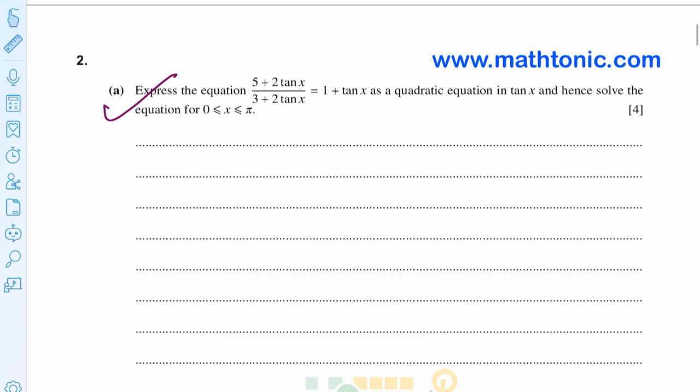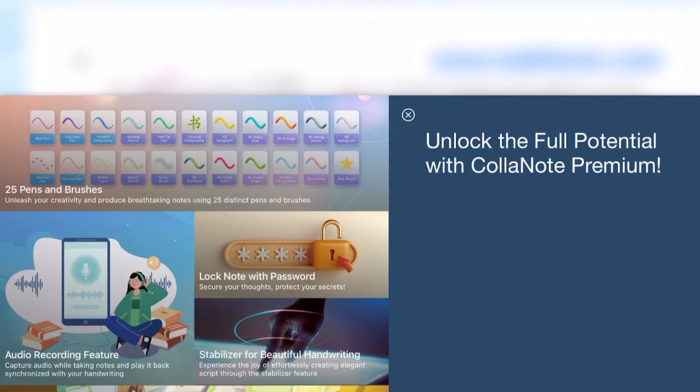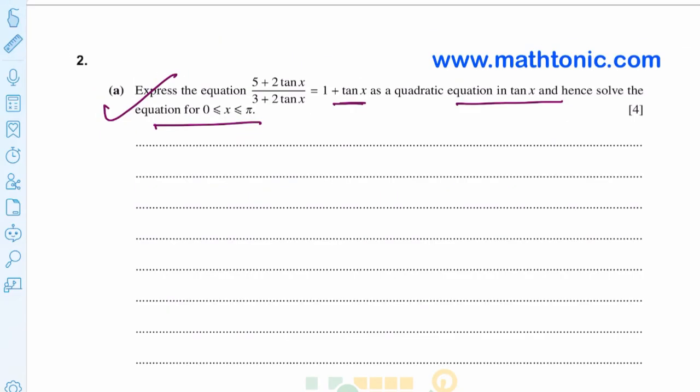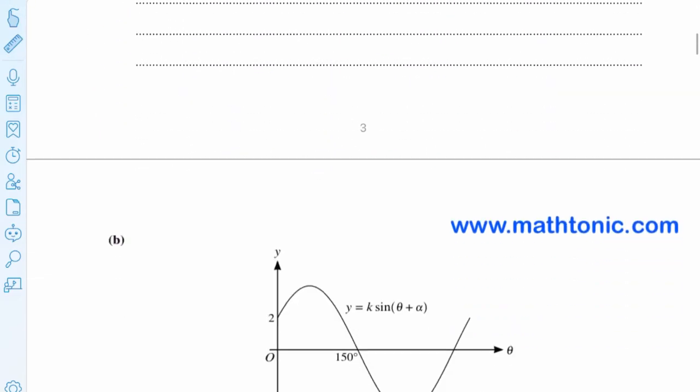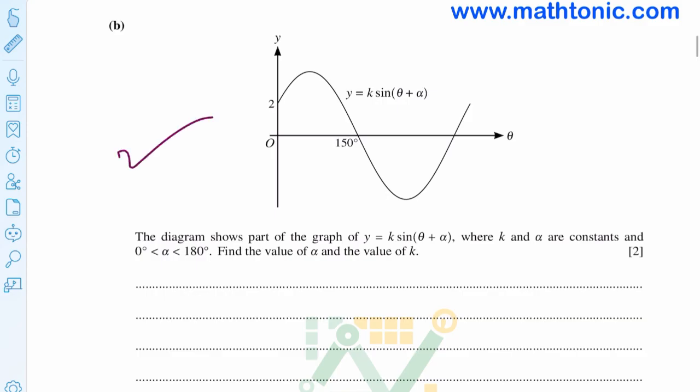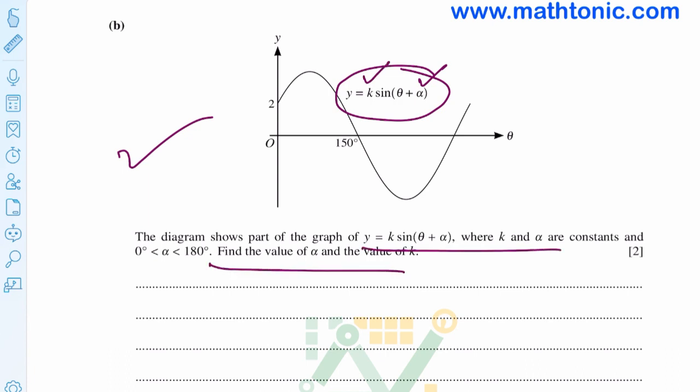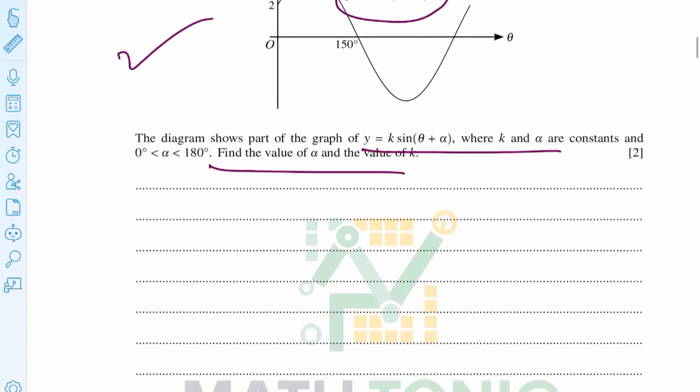See, this is a question of trigonometry. Express this equation that equals 1 plus tan x as a quadratic equation in tan x, and hence solve the equation where x value lies between 0 and pi, you can see here. Just as I told you, y equals k sine theta plus alpha, what is the value of alpha and what is the value of k? This kind of question we have seen in a lot of past papers.